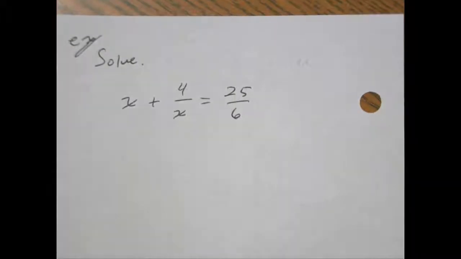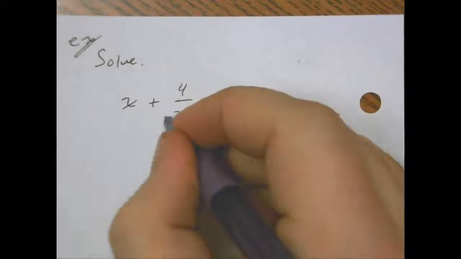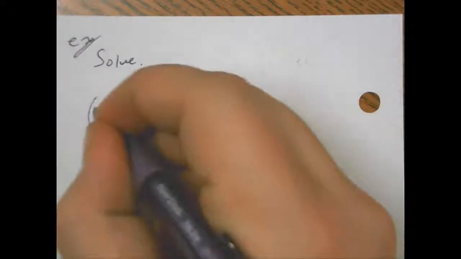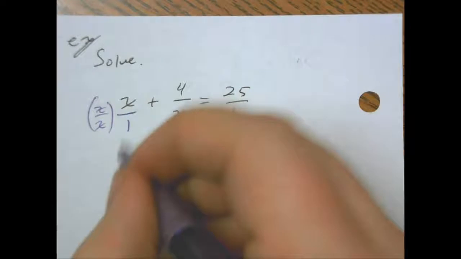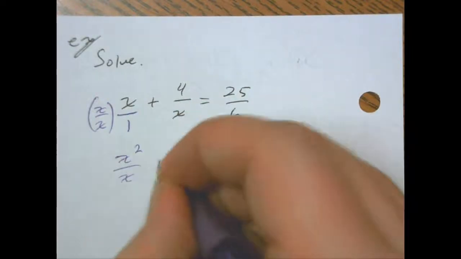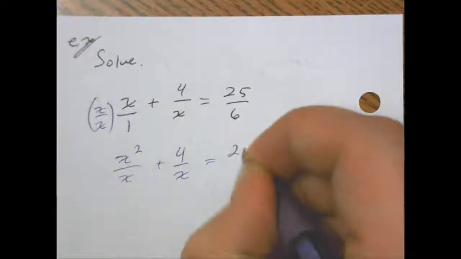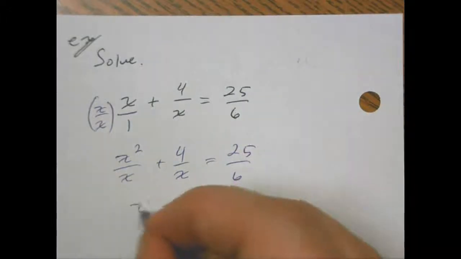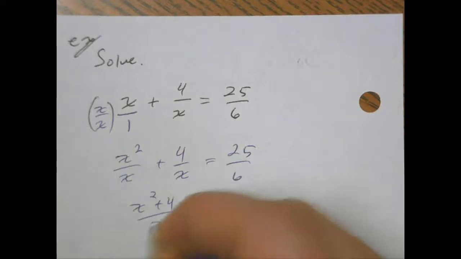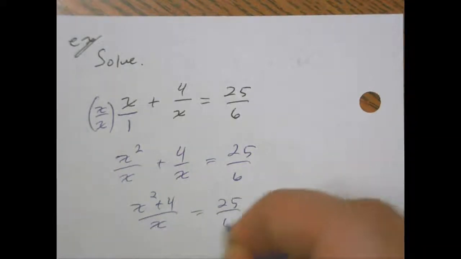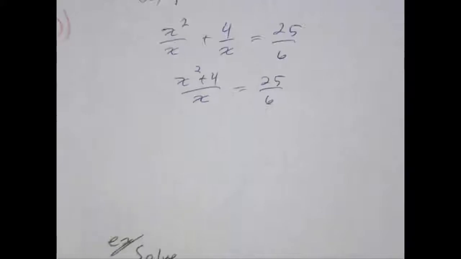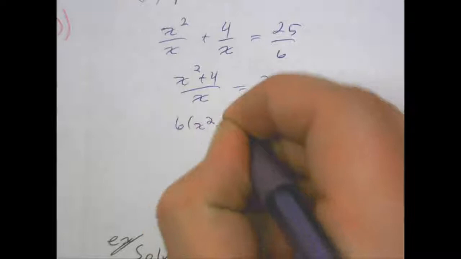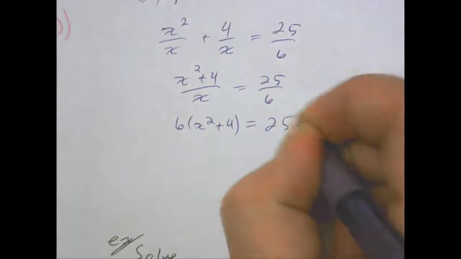Here, again, I would want to get a common denominator so that we can combine these two together. So right now, this is like x over 1. If I multiply it by x over x, it becomes x squared over x plus 4 over x equals 25 over 6. So now I can combine these two into the same fraction by making it x squared plus 4 over x equals 25 over 6. And then I can cross multiply, make my life a little bit easier.